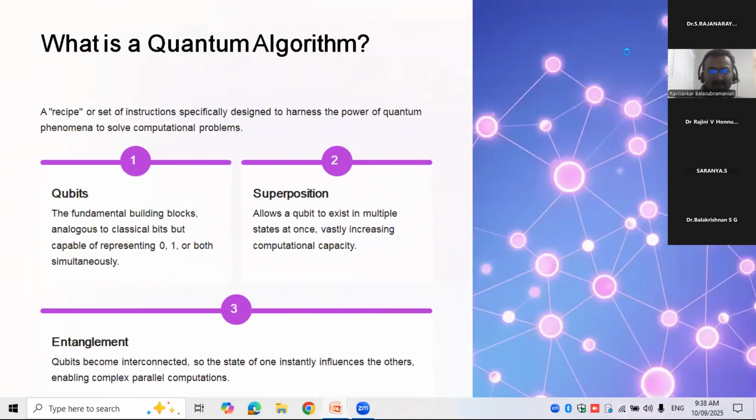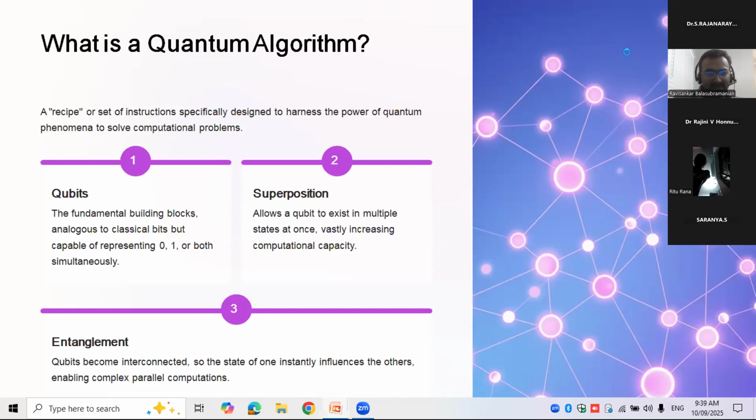So then what is a quantum algorithm? These are the recipes for quantum algorithms: qubits, superposition and entanglement. We already explored some of this information, but I'm explaining it again so it is fresh for you. Qubits are capable of storing 0, 1 and both values at a time.